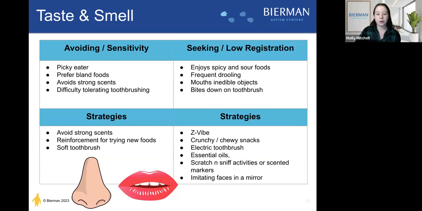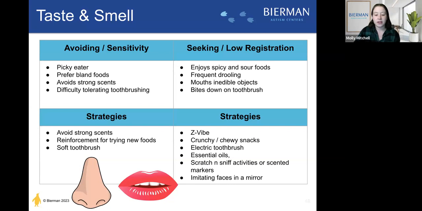So strategies to promote the regulation for this hypersensitivity would be to avoid strong scents. So looking at maybe deodorants without scents, or not wearing perfumes around kids, providing reinforcement for trying new foods, especially with foods that they already like. That could help them try new foods and be more open. And then using a soft toothbrush to decrease the amount of input that they're getting in their mouth during toothbrushing.